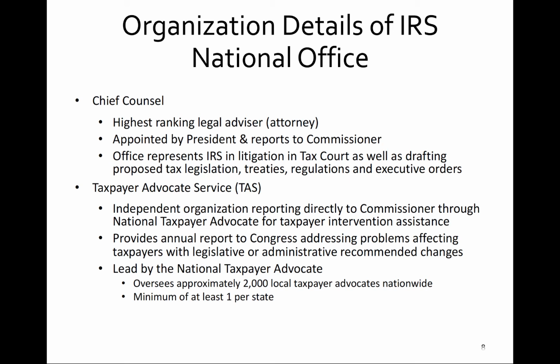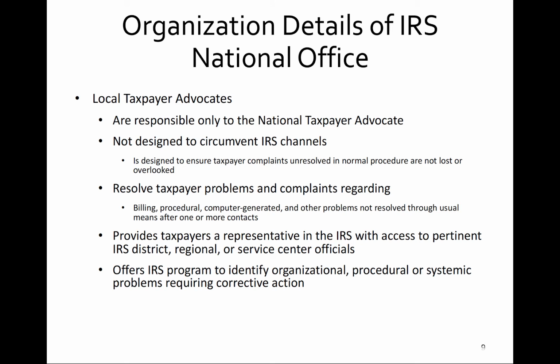But they're an independent organization. Many times, they're seen as an unbiased party between the taxpayer and the IRS. Think of it like a mediator in some sense. Now, there's a National Taxpayer Advocate, which is in Washington, D.C., but there's also local taxpayer advocates that various taxpayers can go to, and they are responsible only to the National Taxpayer Advocate. And here's various jobs that the taxpayer advocate does. They resolve taxpayer problems and complaints. So it's all about customer service.